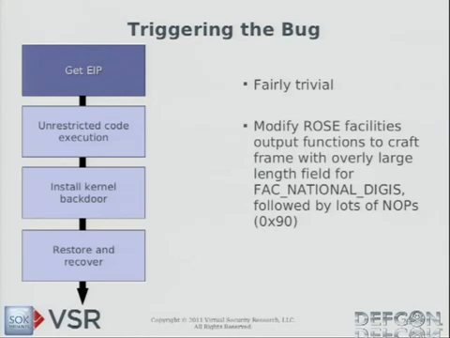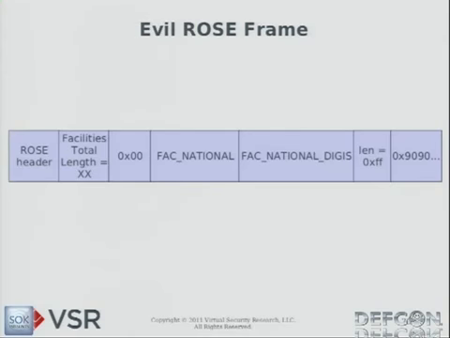What I did was essentially cannibalize the ROSE kernel module that already existed so that whenever I made a connection to someone, it would send out my evil ROSE frame instead of a normal one. And this evil ROSE frame just had this particular facility field that was vulnerable, followed by a too big length value, and then a bunch of no-op instructions just for the sake of testing to see if I could actually trigger it. This is what the frame looks like.